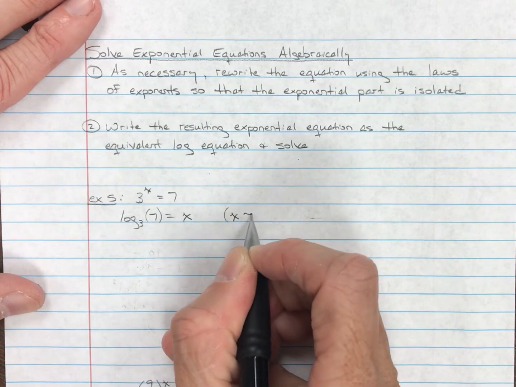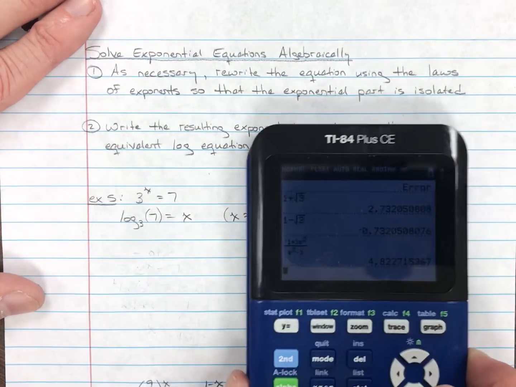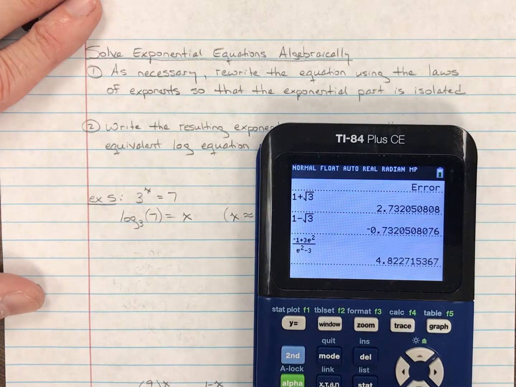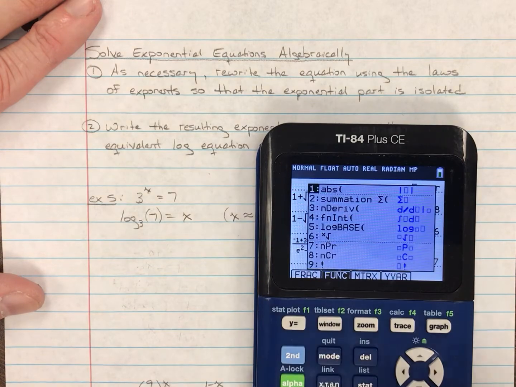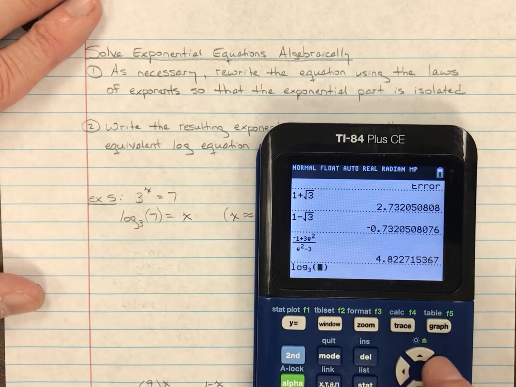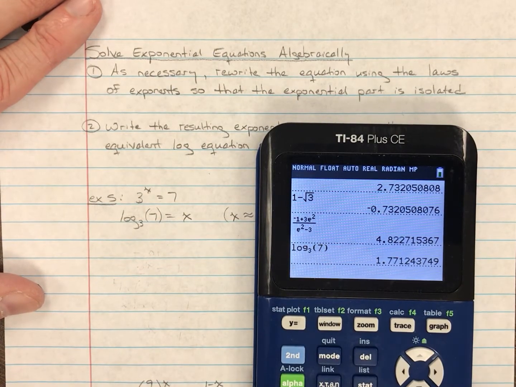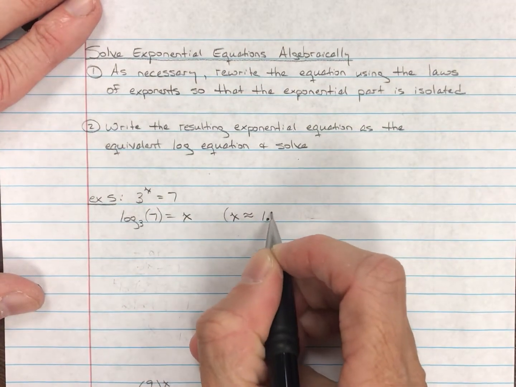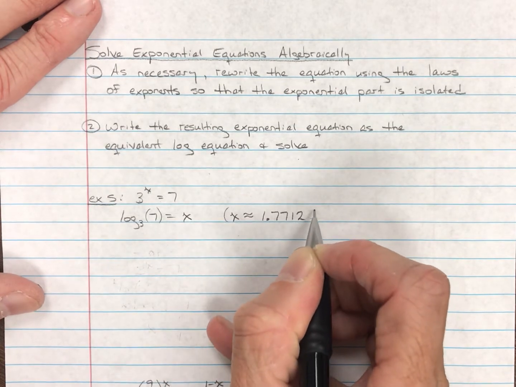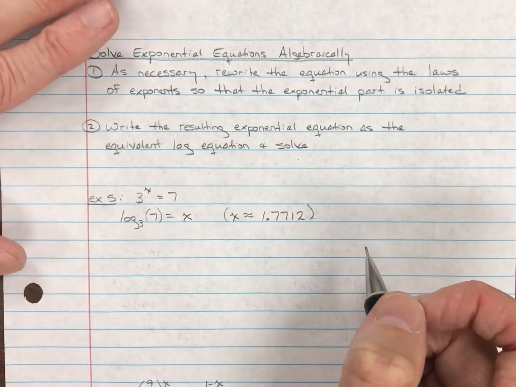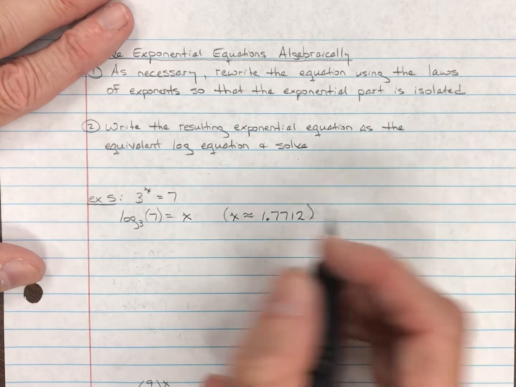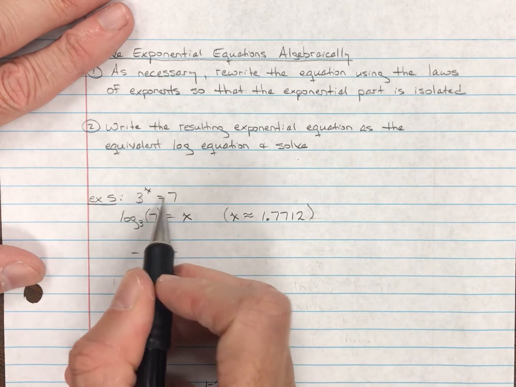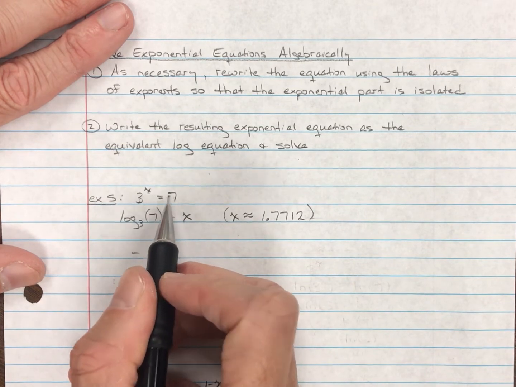So x is equal to approximately, let's put that into our calculator. Log base 3 of 7. 1.7712. Now, we can also say, remember, when you have something equals something else, you can take the log of both sides.